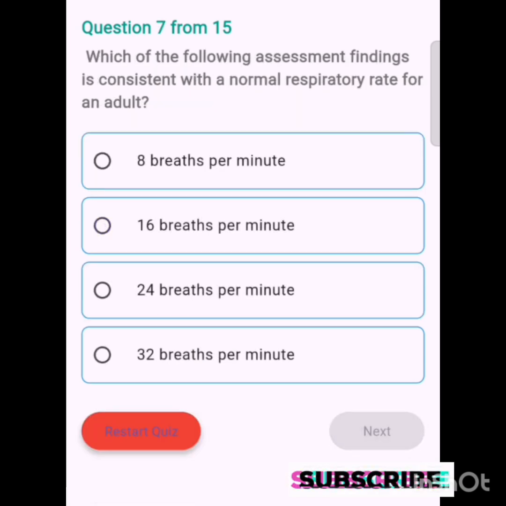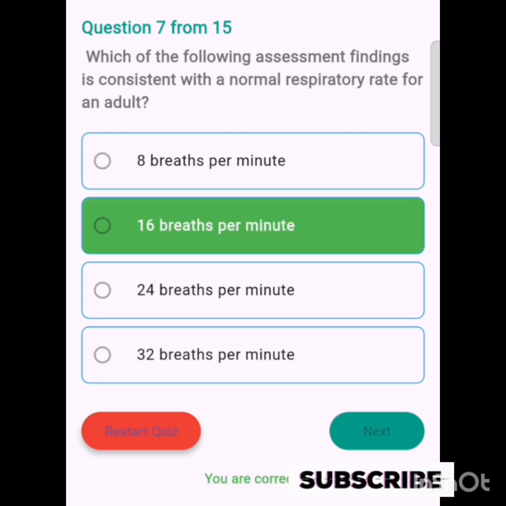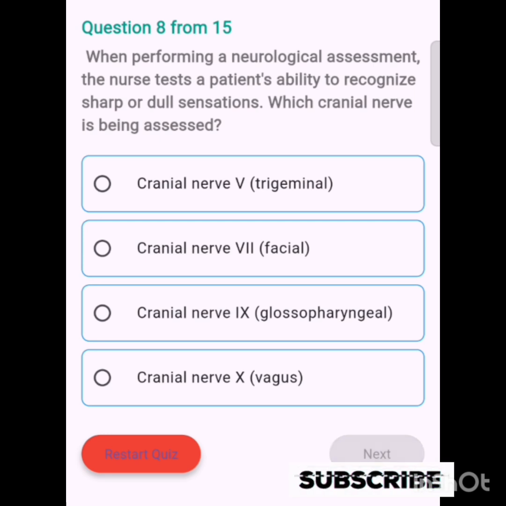Next question. Which of the following assessment findings is consistent with a normal respiratory rate for an adult? Options are 8 breaths per minute, 16 breaths per minute, 24 breaths per minute, 32 breaths per minute. The correct option is 16 breaths per minute. A respiratory rate of 16 breaths per minute is within the normal range for an adult, which is typically 12 to 20 breaths per minute.